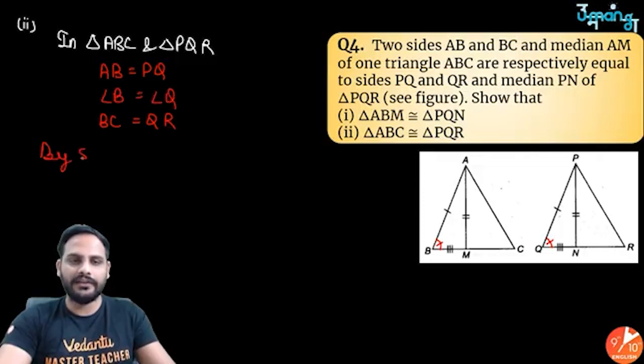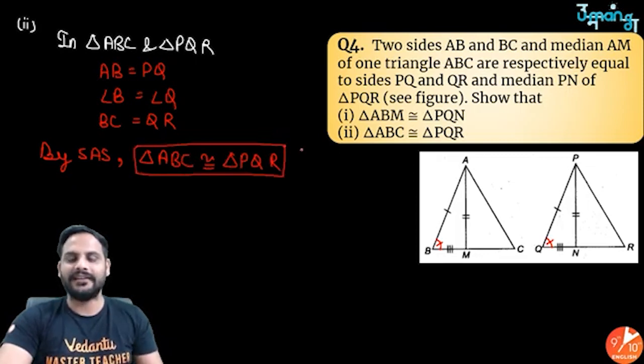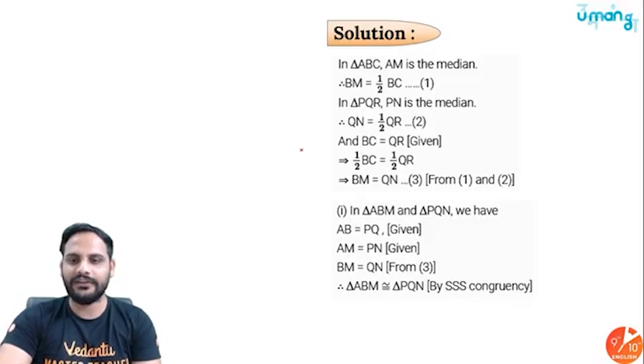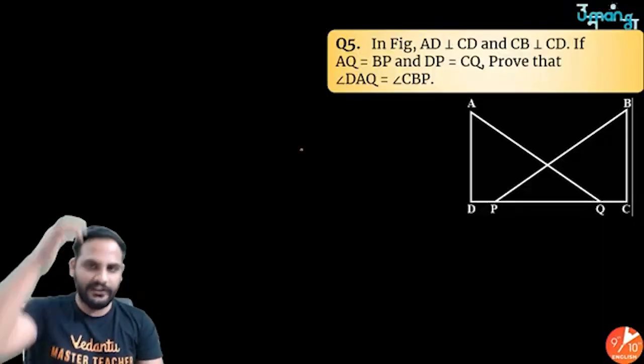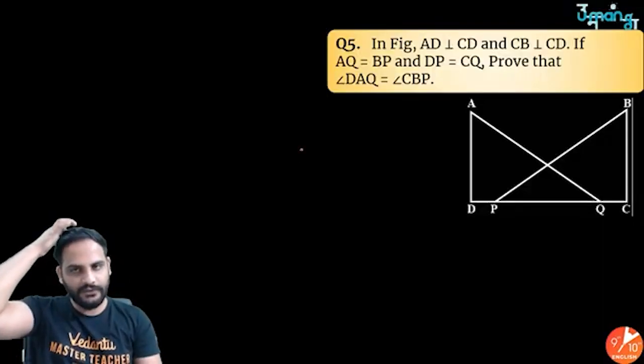So now I can say, sir, by side angle side rule, triangle ABC is congruent to triangle PQR. Right? This is how this can be solved. Done. Okay. Alright. So this is how this question will be solved. Next, go for the next question. What is the next question, beta?